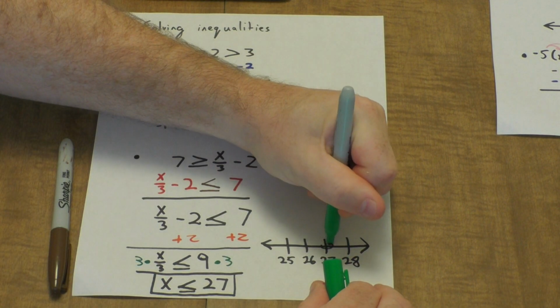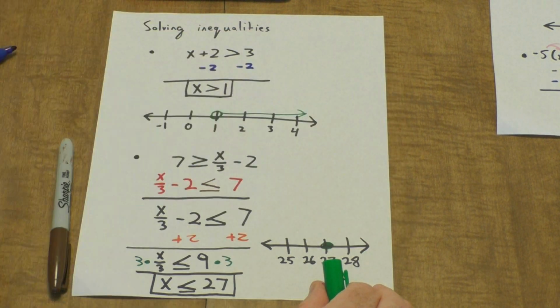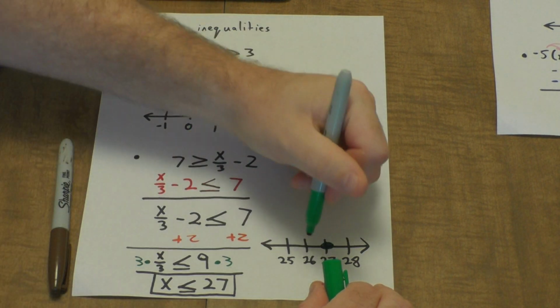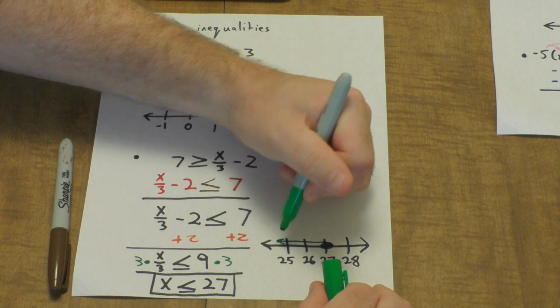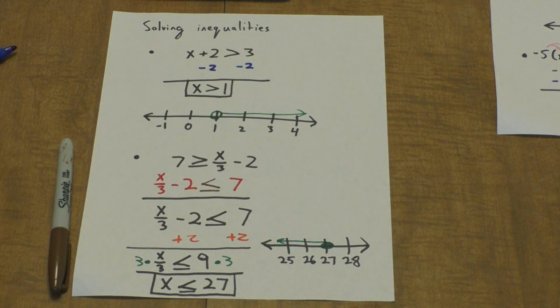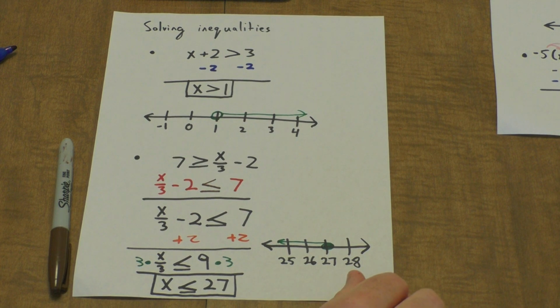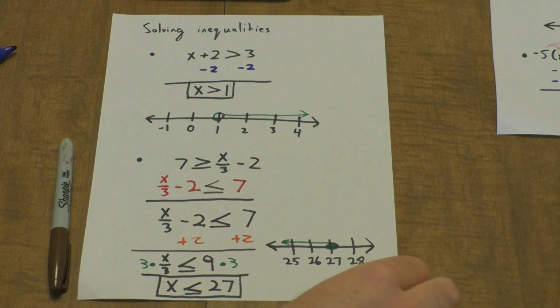So closed dot at the 27. Less than means go to the left. So those are a couple multi-step inequalities. The only thing you really treat differently is you're going to have to account for that less than or greater than sign at the end of this equation.